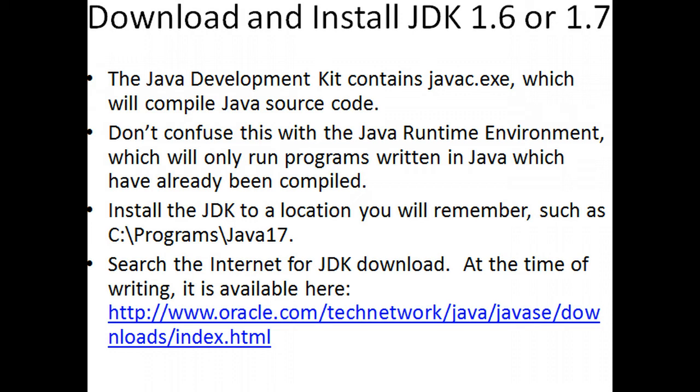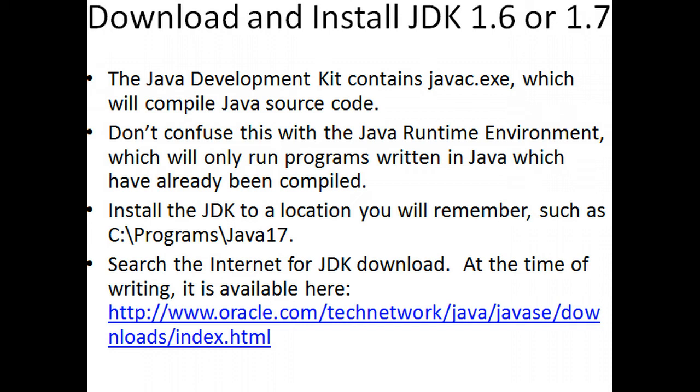So if you're newer to programming, that might be a kind of weird concept. You're used to just downloading something and it works. Well, here we require a few more steps. First of all, download and install JDK 1.6 or 1.7. And the JDK stands for the Java Development Kit. It's software that we can use to write Java programs of all kinds, not just Android programs, but Java programs of all kinds.